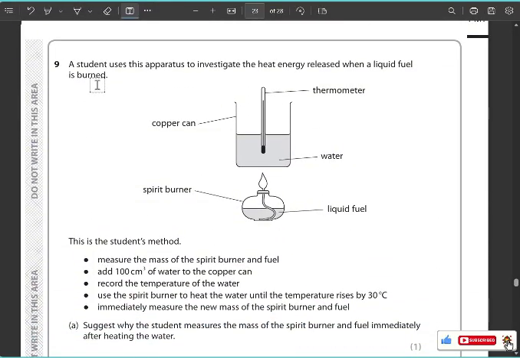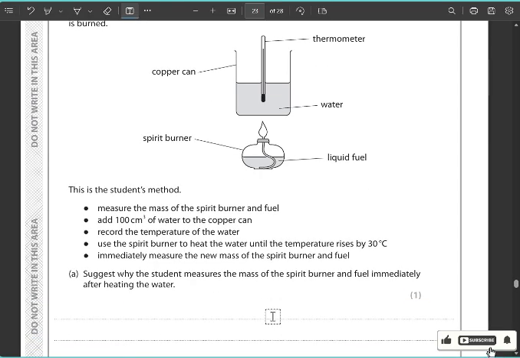Okay, the next one. A student used this apparatus to investigate the heat energy released when a liquid fuel is burned. This is the student's method. Measure the mass of the spirit burner and fuel, add 100 cm³ of water to the copper can, record the temperature of the water, use a spirit burner to heat the water until the temperature rises by 30 degrees Celsius. Immediately measure the new mass of the spirit burner and fuel. Suggest why the student measures the mass of the spirit burner and fuel immediately after heating the water.